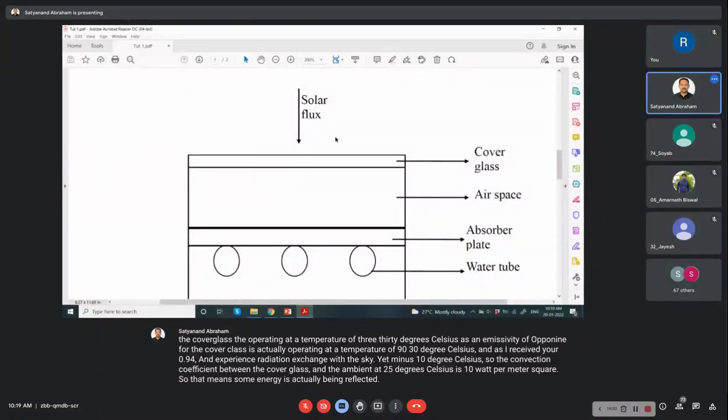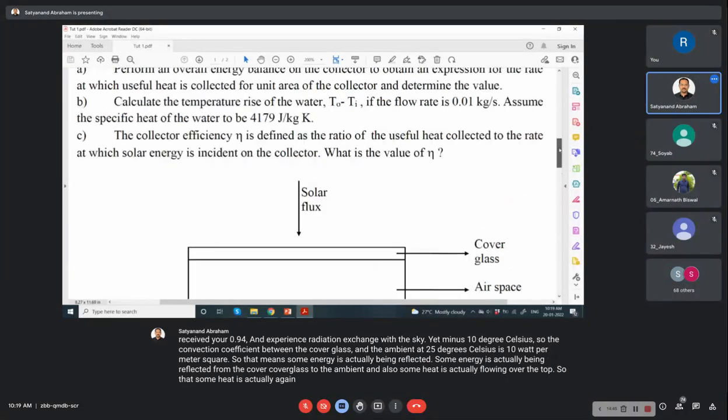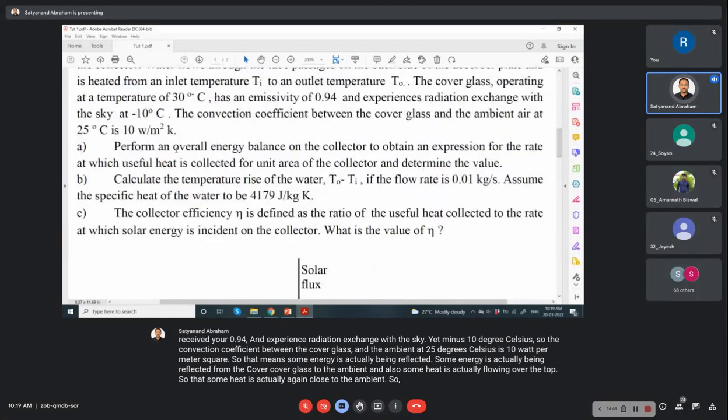So that means some energy is being reflected from the cover glass to the ambient, and also some heat is flowing over the top, so that some heat is again lost to the ambient. So that's what the first question is.